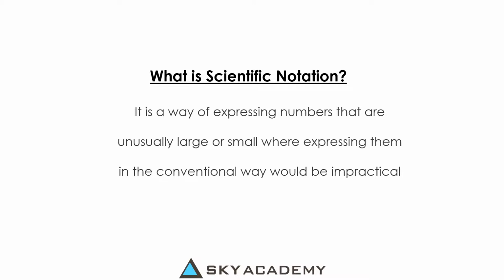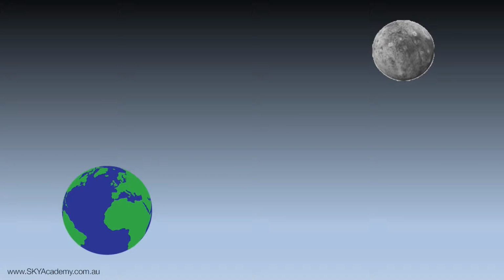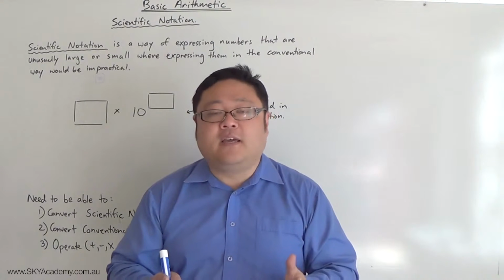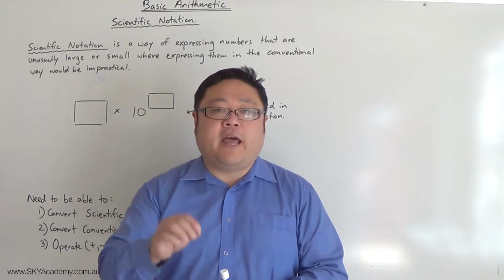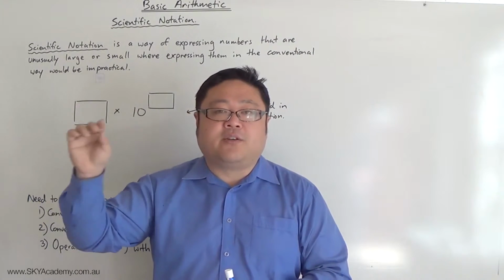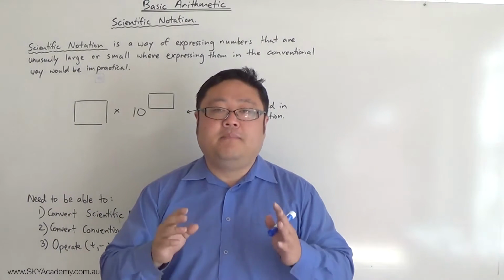Scientific notation, or standard notation, is basically a way of expressing numbers that are unusually large or unusually small, where expressing them in the conventional way would be impractical. For example, if you were to work out the distance between the Earth and Pluto in centimeters, it's going to be a large number, and oftentimes it's going to have so many zeros on the end of it that to write all those zeros would just not be practical.